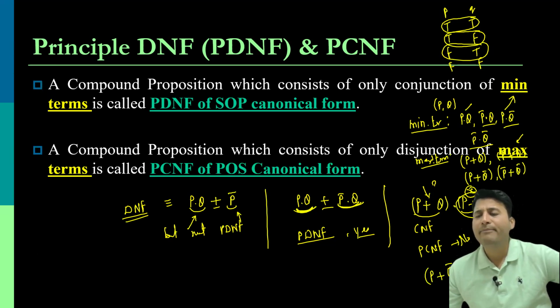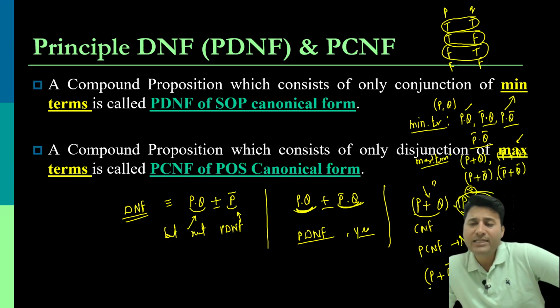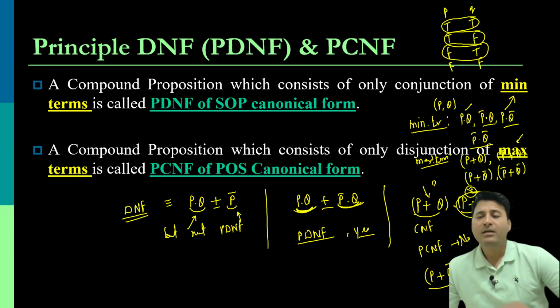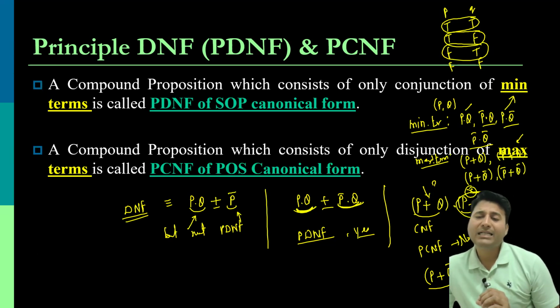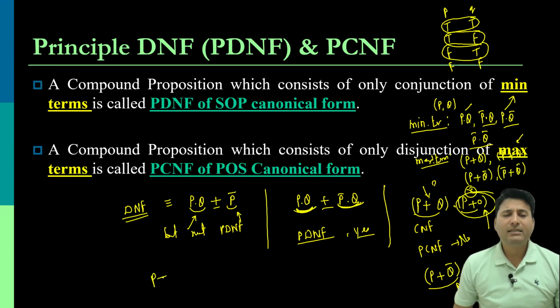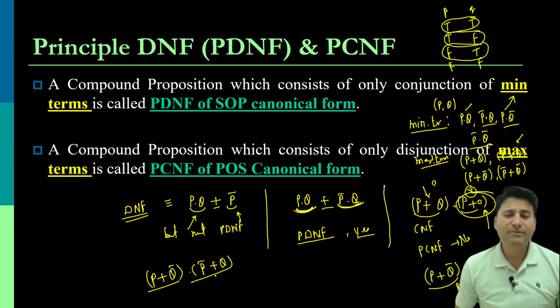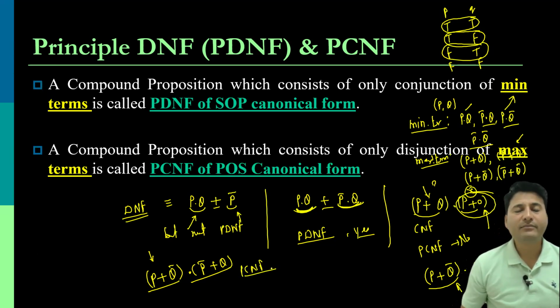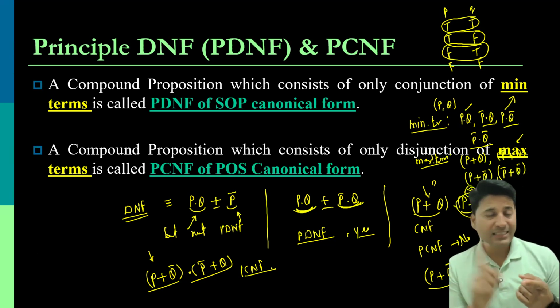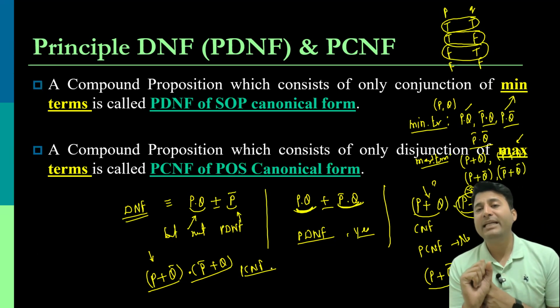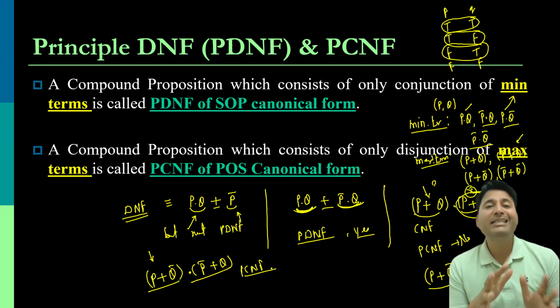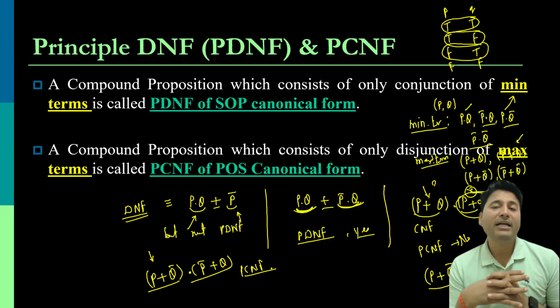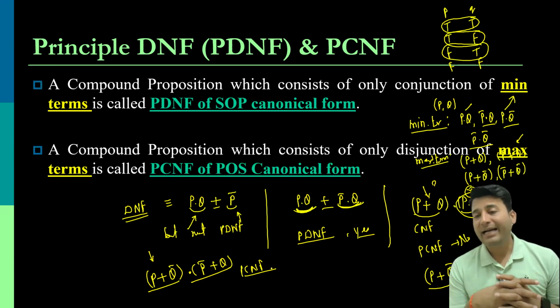One another example, P complement plus Q. Now over here you can say both of them are the max term, if I'm talking about these two. And also it is the product of sum. So yes, this is PCNF. I hope you understand the difference between a CNF, DNF, PCNF and PDNF, and also what we mean by a min term and max term.